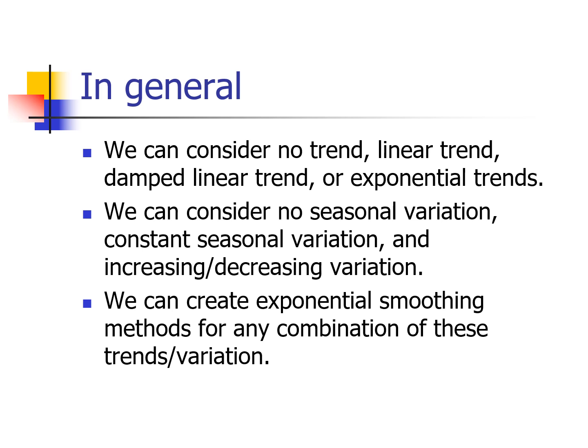All right, so step back and summarize. More generally, we can consider no trend, linear trend, damped linear trend, or exponential trends. On top of that, we can consider no seasonal variation, constant seasonal variation, and increasing or decreasing seasonal variation. And we can combine these things. We can mix and match. We can create exponential smoothing for any combination of these trends and seasonality.